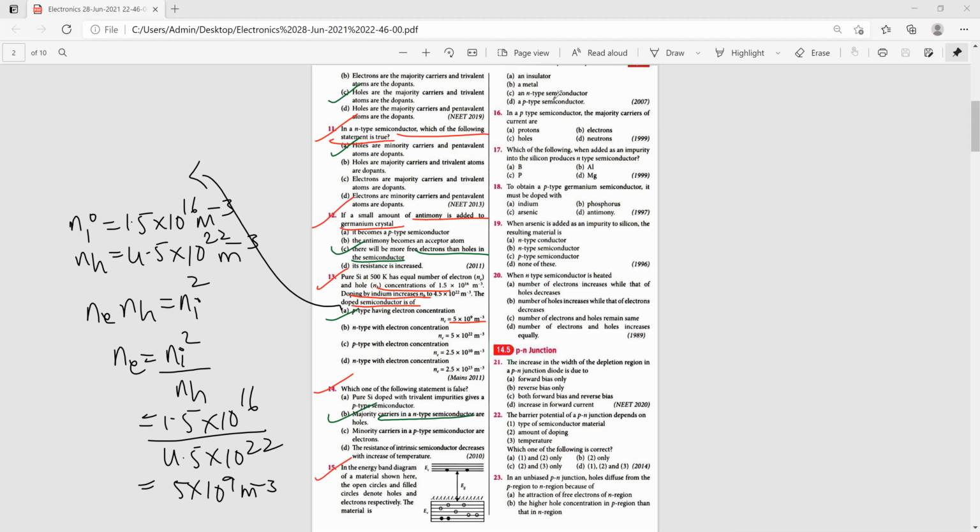15th one, in the energy band diagram of a material, the open circles and filled circles denote holes and electrons. The material is an insulator, metal, n-type semiconductor or p-type semiconductor. So when we observe this, this is a p-type semiconductor. So this one is the right answer. 16th one, in p-type semiconductor, the majority carriers of current are protons, electrons, holes or neutrons. So for 16th one, the third option is the right one.